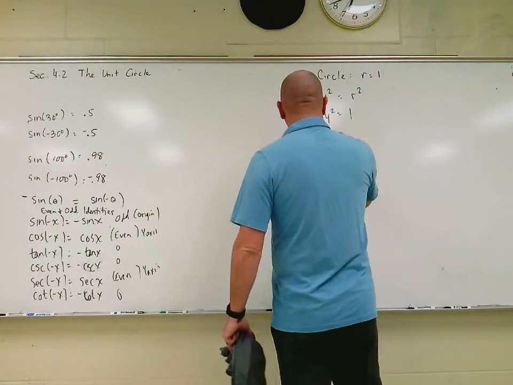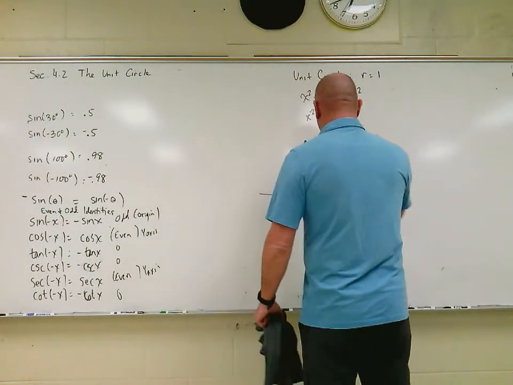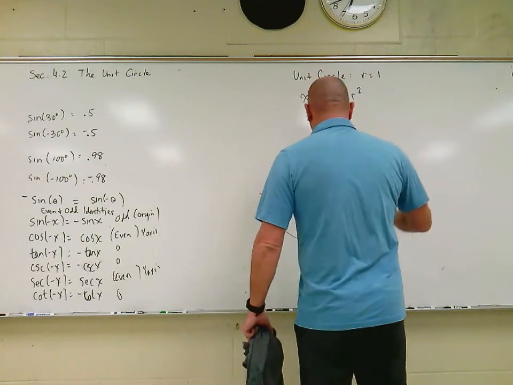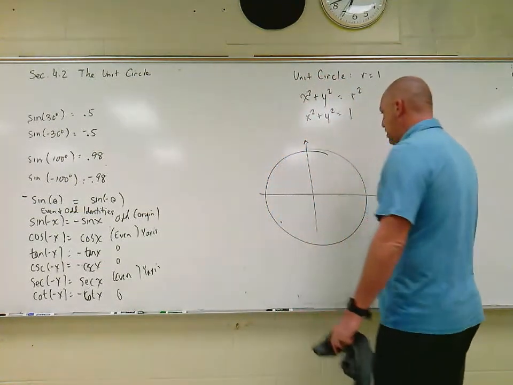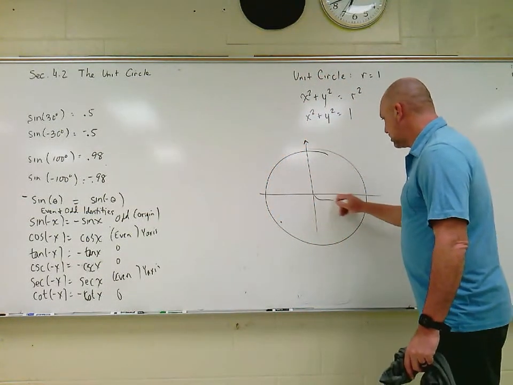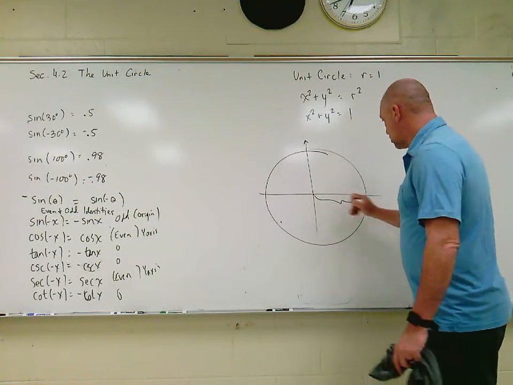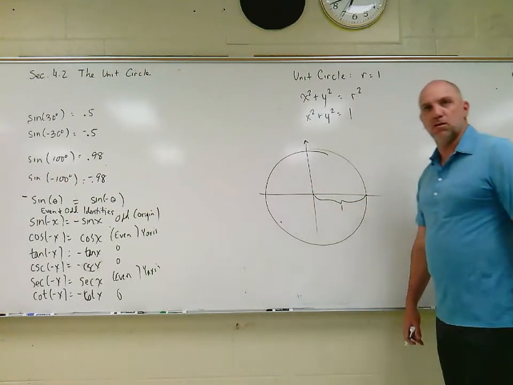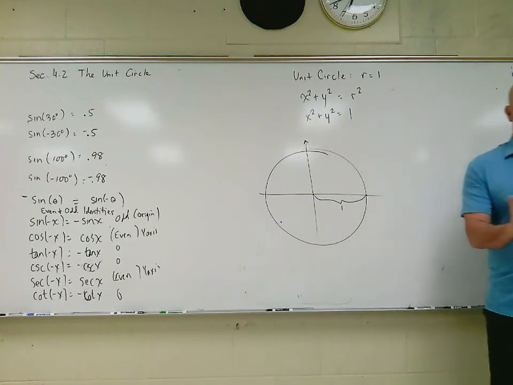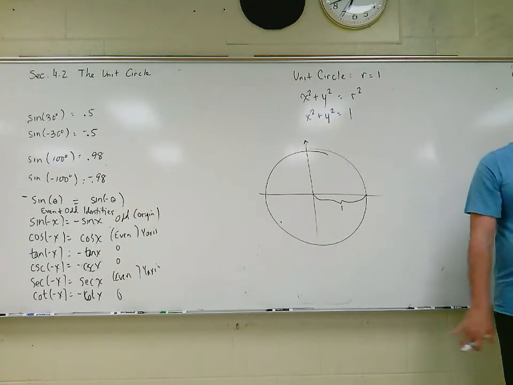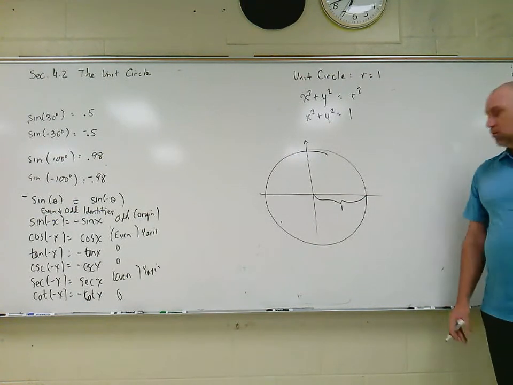So all I ask students to memorize is this. If we draw a circle centered at the origin with radius 1, that means from the center to the edge is always 1 unit. So there should be 4 easy points to know. That's all I ask you to memorize. So what point is this?